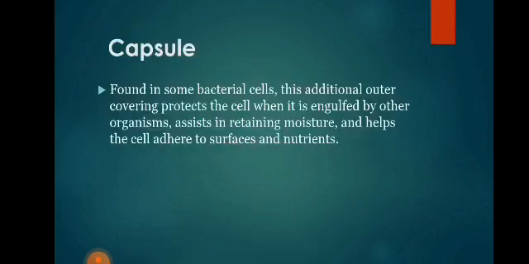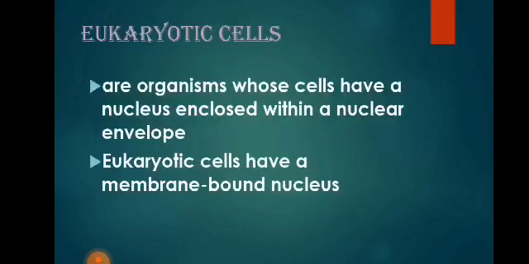And the next is the capsule. The capsule is found in some bacterial cells. This additional outer covering protects the cell when it is engulfed by other organisms, assists in retaining moisture, and helps the cell adhere to surfaces and nutrients. The capsule helps prokaryotic cells cling to each other and to various surfaces in the environment, and also helps prevent the cell from drying out.